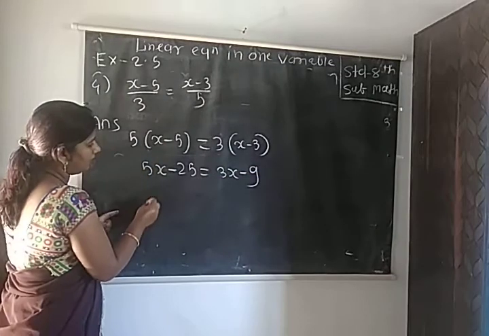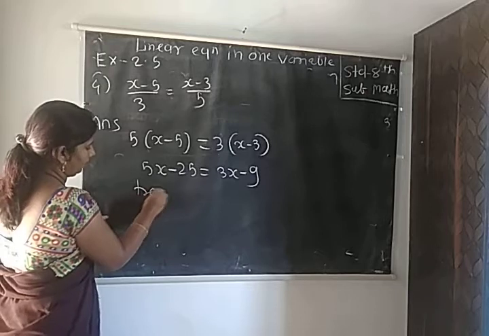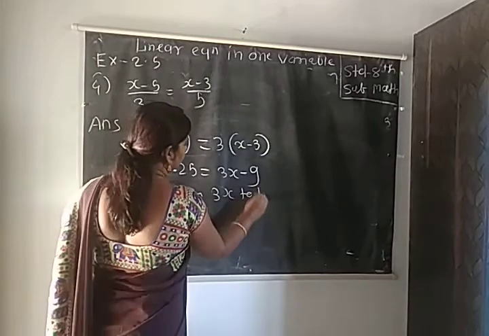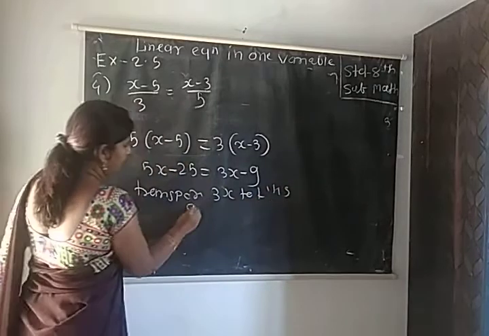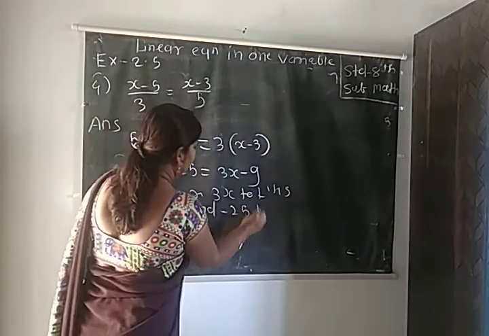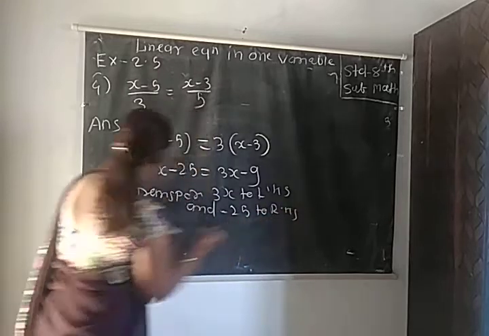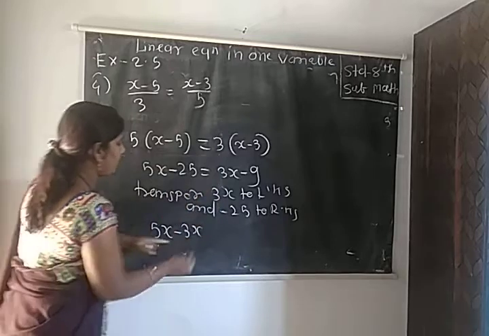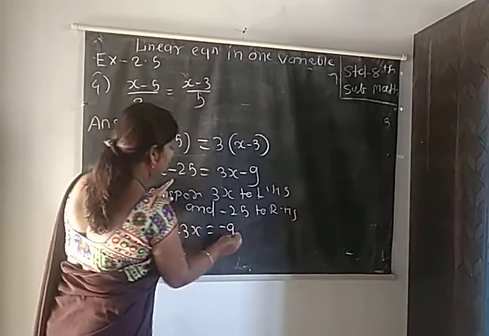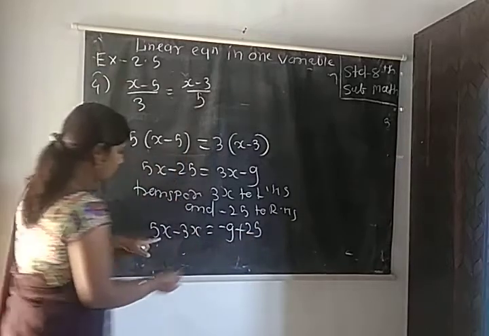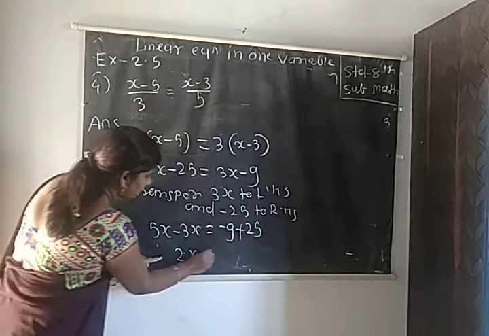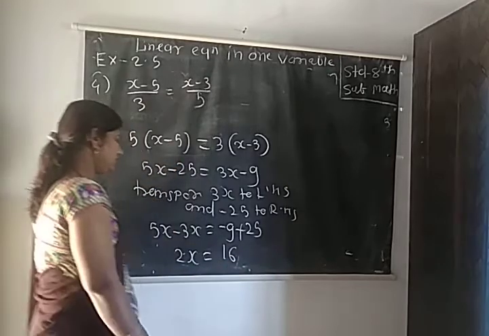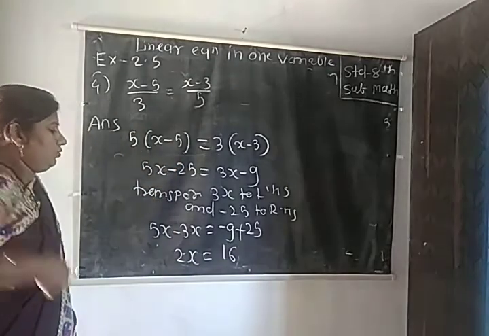And then what is that? Transpose 3x to LHS and minus 25 to RHS. And then what is the answer? 5x minus 3x, and minus 9 plus 25, because the minus 25 changes to plus 25 on transposing. So 5x minus 3x is 2x is equal to minus 9 plus 25. Subtracting, and taking the sign of the greater number, is 16. So 2x is equal to 16.